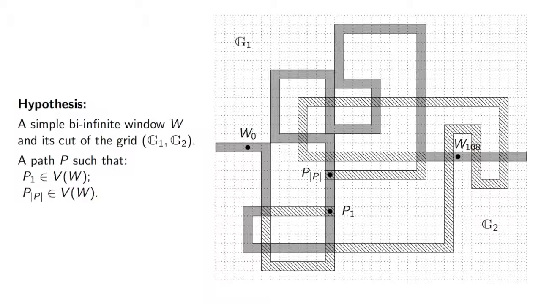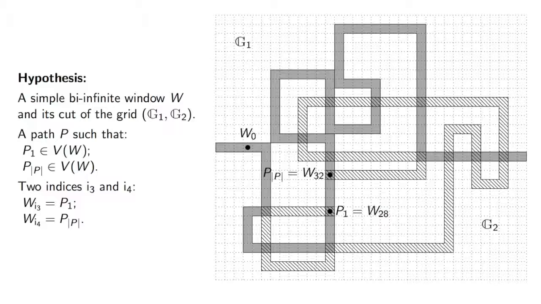Secondly, consider a path P. We consider that the length of P is at least 2 and that its first and last positions belong to the window W. In this example, the path P is hatched. Since the first and last positions of the path P belong to the window, there exist two indices I3 and I4 such that the position W_I3 is the first position of the path P and the position W_I4 is the last position of the path P. In this example, I3 is equal to 28 and I4 is equal to 32.